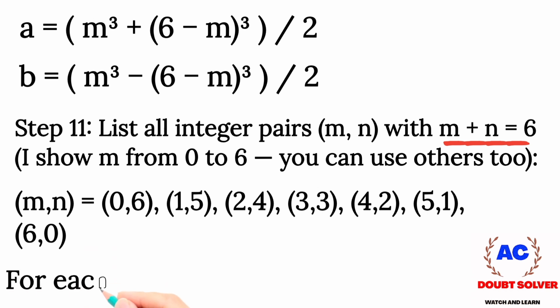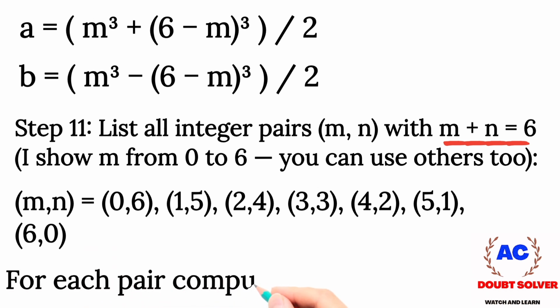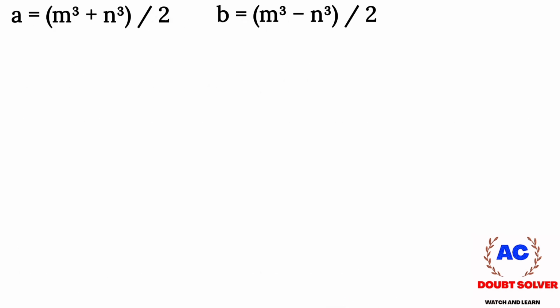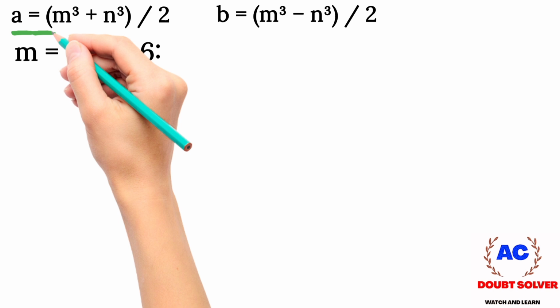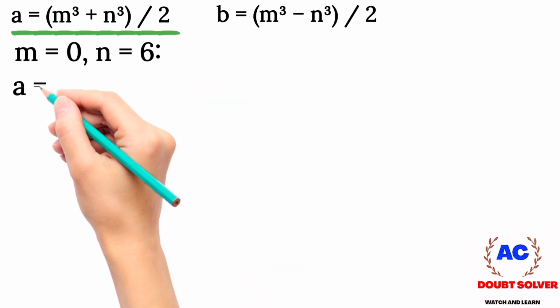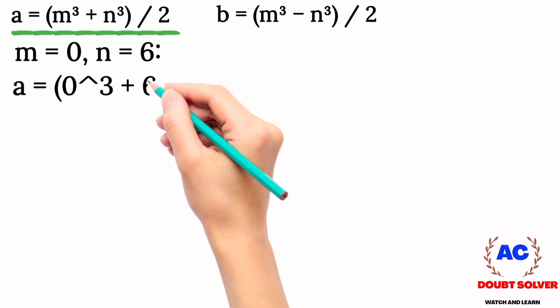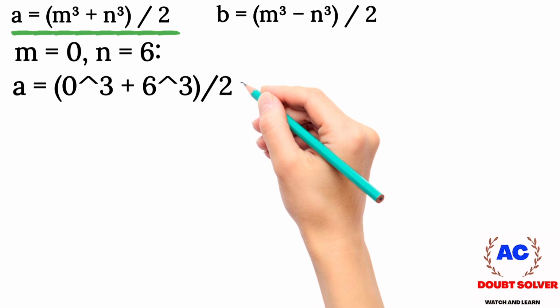Now, for each pair of m and n, we will calculate the values of a and b. So we have the expression a is equal to m cube plus n cube divided by 2 and b is equal to m cube minus n cube divided by 2 from step 6. So first we consider m is equal to 0 and n is equal to 6. So put these values of m and n in the above expressions for a and b.